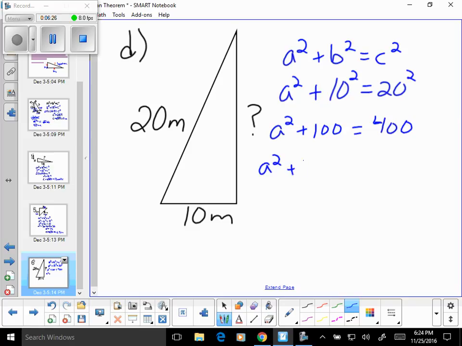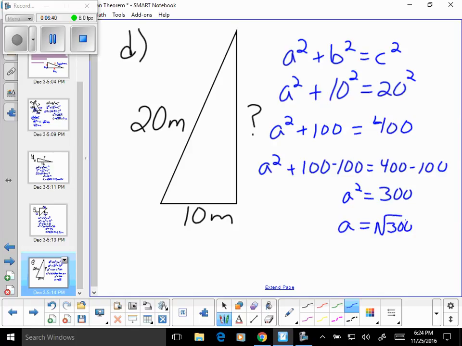Now, solve the equation. And a squared is going to be 300. I want a though, so that means I have to take the square root of 300. And again, using my calculator, it's not going to come out evenly. And again, I will round to the nearest tenth, 17.3 meters. Now, you've got to be careful, folks, because maybe in the assignment it will say hundredth. So you have to make sure to watch your directions very carefully.